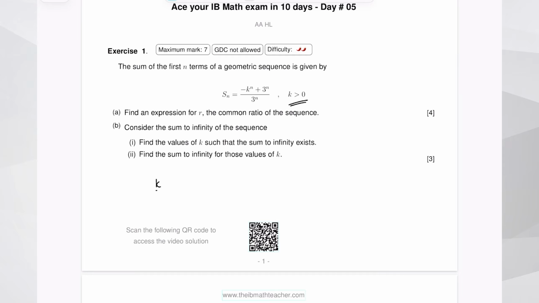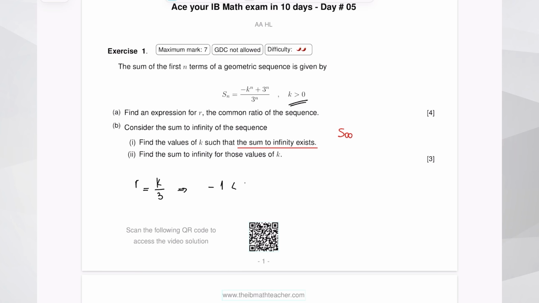All right, so now that we have our ratio, we can find the values of k for which the sum to infinity exists. We know that for the sum to infinity to exist, the ratio needs to be in between -1 and 1. And what that means is that -1 has to be less than k over 3, which is less than 1. Therefore, if you multiply everything by 3, you should get -3 less than k, which is less than 3. Now, it was given by the exercise that k is a positive number. Therefore, the actual interval is from 0 to 3, given that k has to be positive.